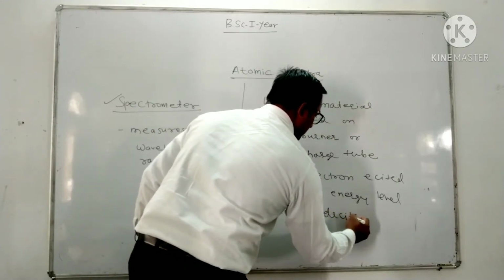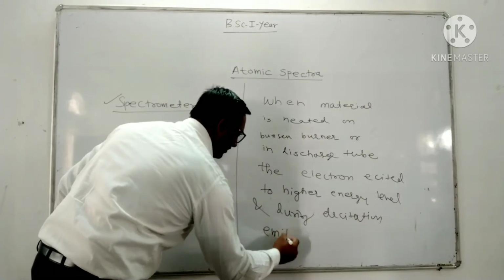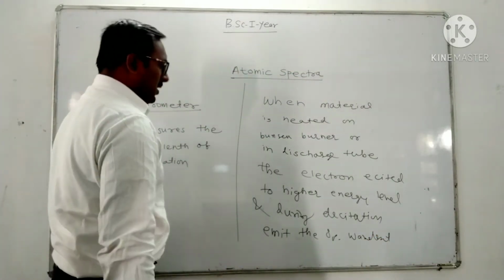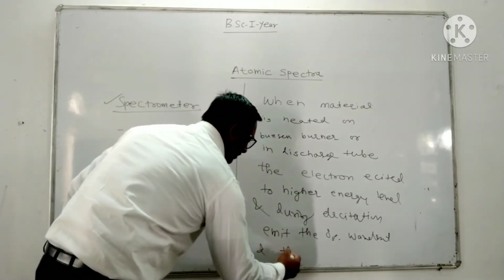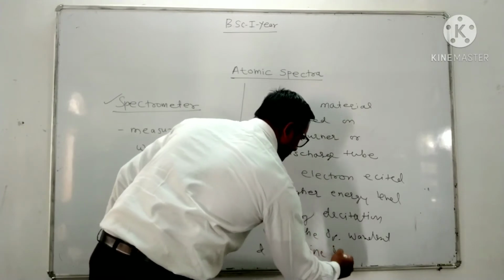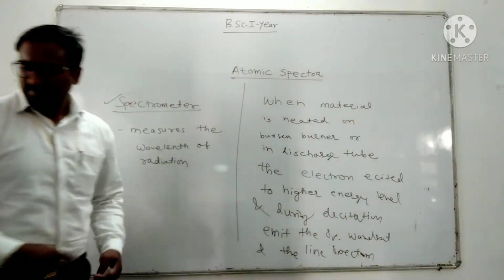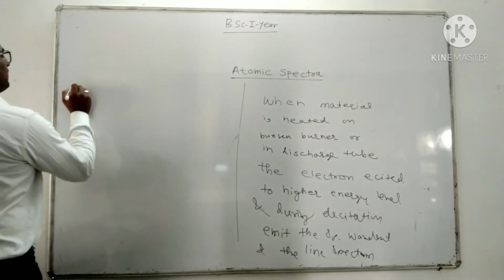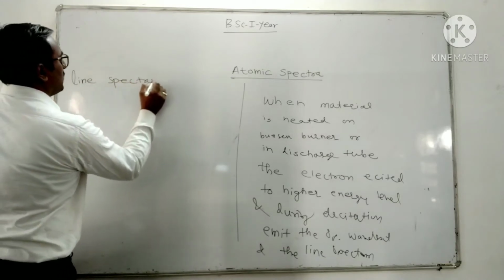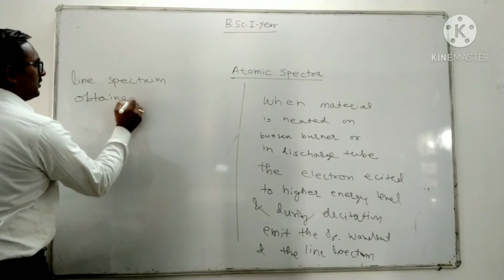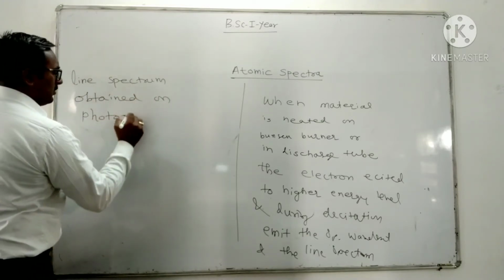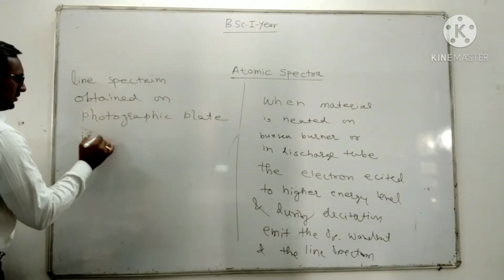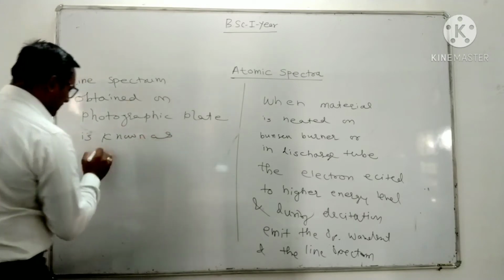during excitation they emit the specific wavelength, and the line spectrum obtained on a photographic plate is known as the atomic spectrum.